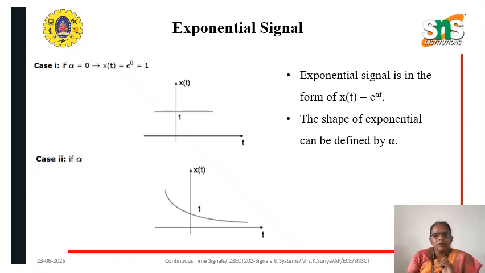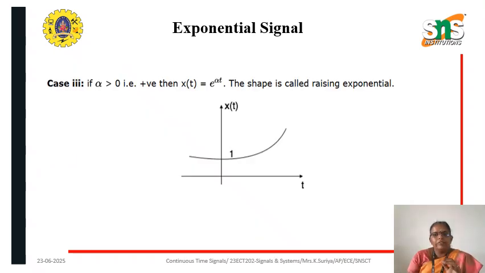So if you have some value for a, which is a negative value, then it will be an exponentially decreasing function as shown in the figure. Third case is if a is greater than 0, then it will be e power at, and it is called a rising exponential.